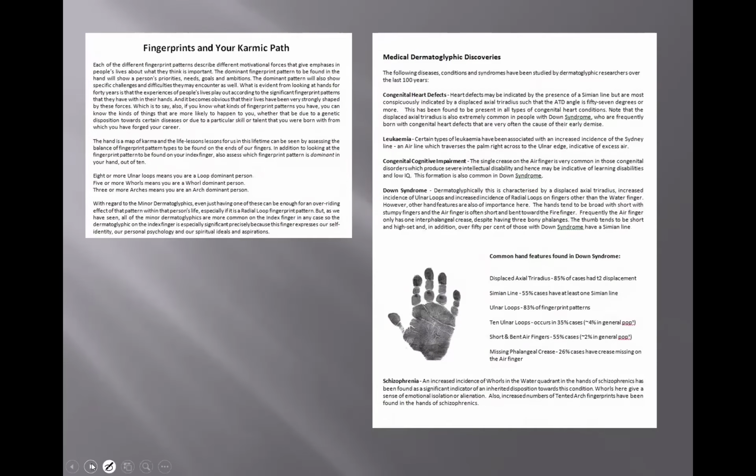I also talk about the genetic and the medical significance of fingerprint patterns. There's been about 100 years or so of research into the significance of fingerprint patterns from a genetic point of view, from the point of view of diagnosing chromosomal disorders, the most famous of which is Down syndrome. So I talk about the different types of formations that can occur in the hands of people with Down syndrome.